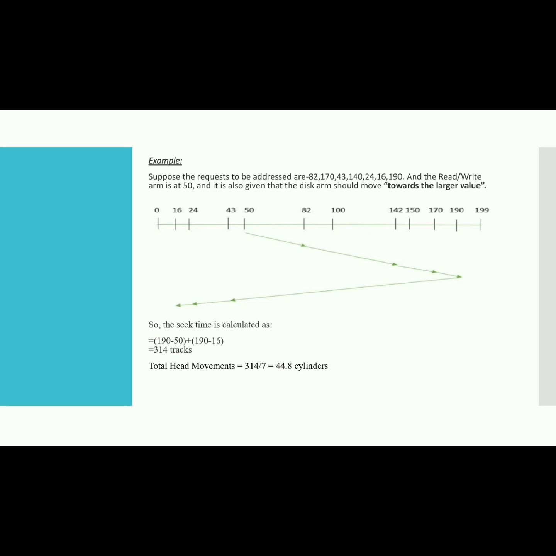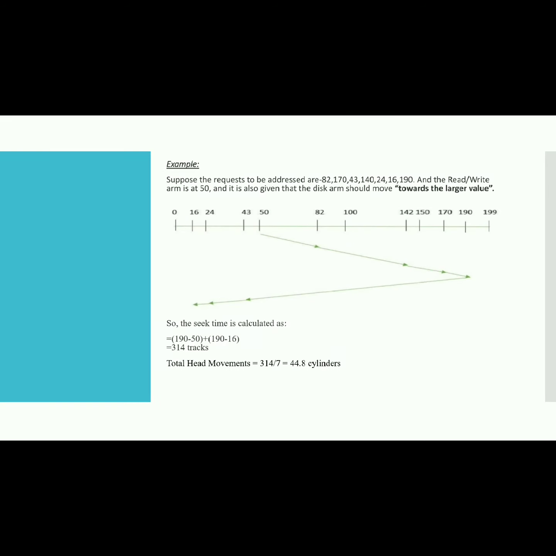It goes to 190, the end towards one direction, and then in the opposite direction it goes to 43, 24, and 16. The seek time is calculated by 190 minus 50 plus, in the opposite direction, 190 minus 16. So total is 314 tracks. Total head movement is 314 divided by 7, that is 44.8 cylinders.